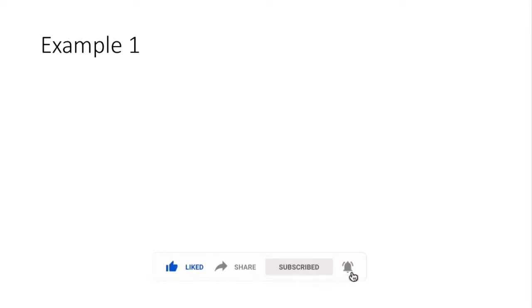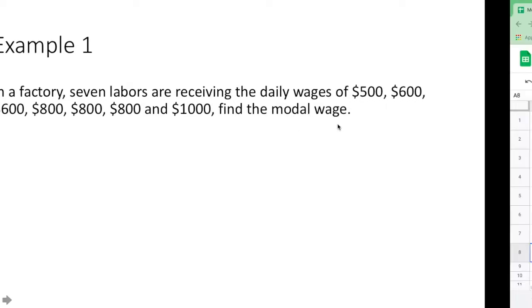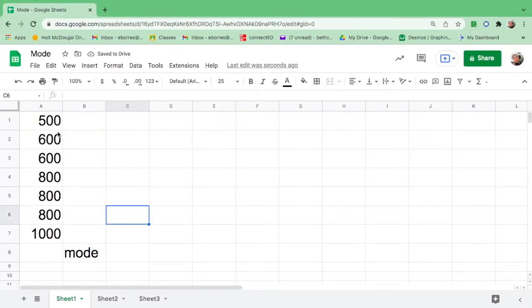In today's video, I will show you how to find the mode for ungrouped and grouped data. Let's take this example. In a factory, 7 laborers are receiving daily wages. Here are the daily wages. Find the modal wage. Let us put all the daily wages in Google Sheets, and I already have it here.